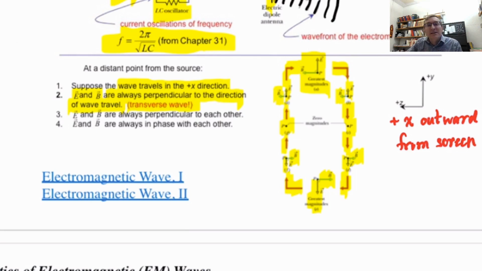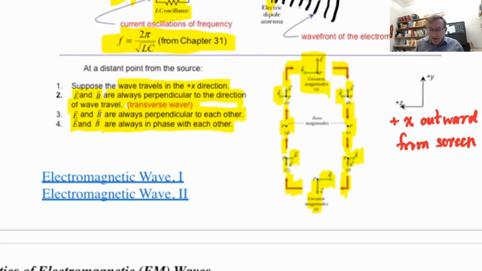We studied that in chapter 16, transverse waves on a string. Here's another observation. The electric field E and the magnetic field B are always perpendicular to each other. The picture clearly shows that. One more observation. The electric field E and the magnetic field B are always in phase with each other. When one is a maximum, the other is a maximum. When one is zero, the other is zero. These are all things we're just observing from this little diagram about electromagnetic waves.